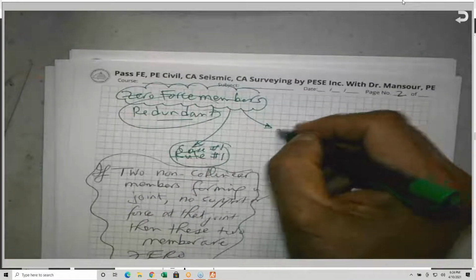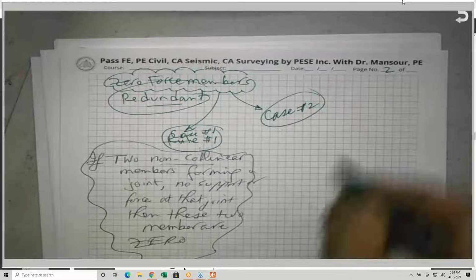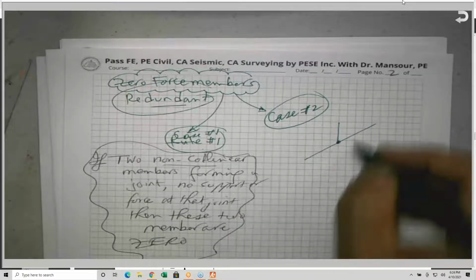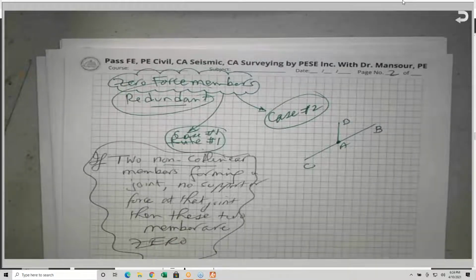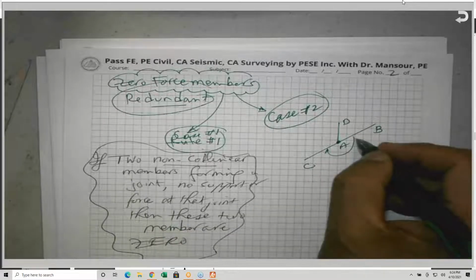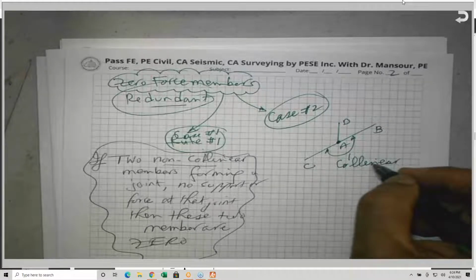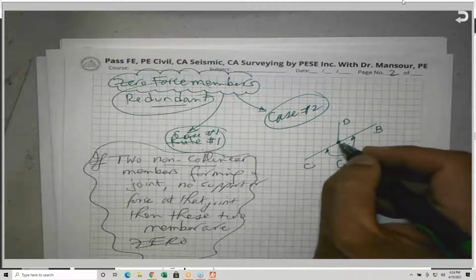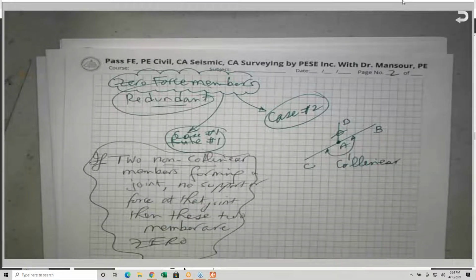Case number 2. Here we are talking about three members forming a joint: members AB, AC, AD. Two of them are collinear. This here is collinear. Collinear means the same line of action, a straight line, 180 degrees. And there is no support or load here. The third member must be 0, like this truss here.